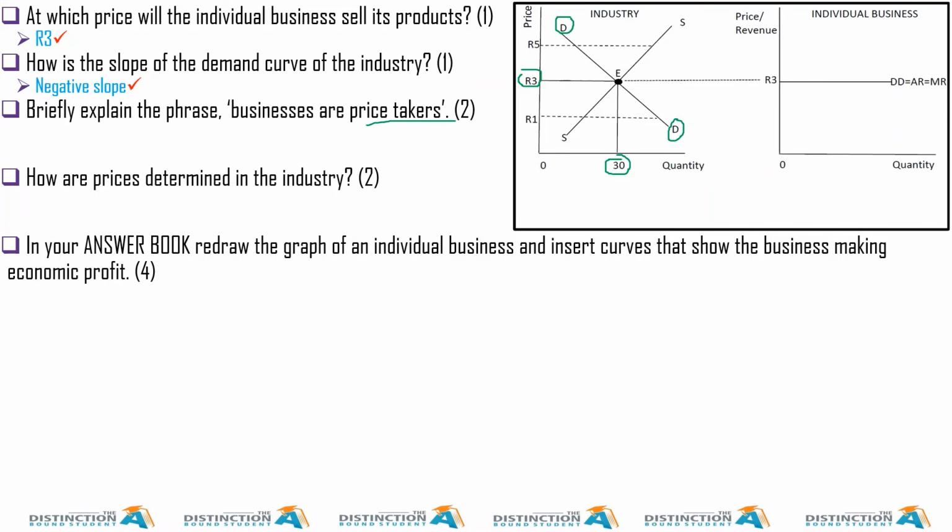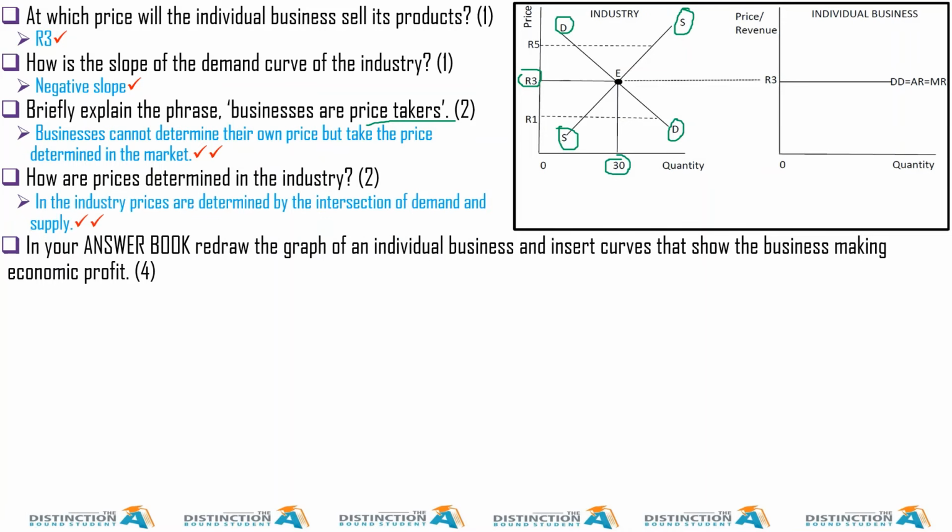Briefly explain the phrase, businesses are price takers. Businesses cannot determine their own price, but take the price determined by the market. How are prices determined in the industry? There you can see these two, demand and supply. So where these two market forces meet, that's where the price is.